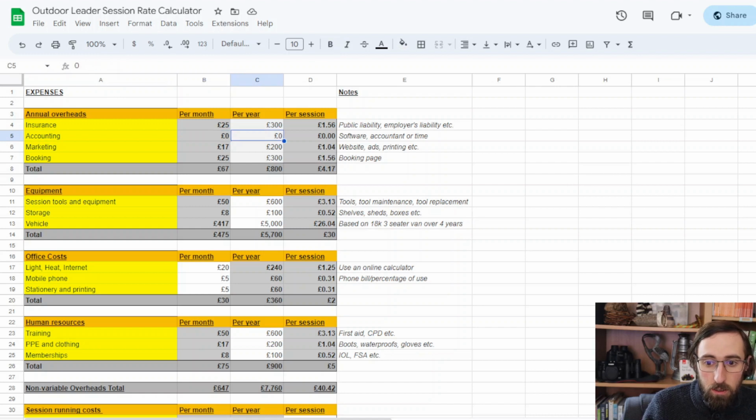Accounting. This can be a zero cost if you do it all yourself, just paper-based or on a spreadsheet, but it's difficult to stay on top of it. Having an accountant is a really nice luxury. They take care of most of it. You still need to keep good accounts. If you're writing off a lot of your home office bills and so on, it's probably worth getting an accountant.